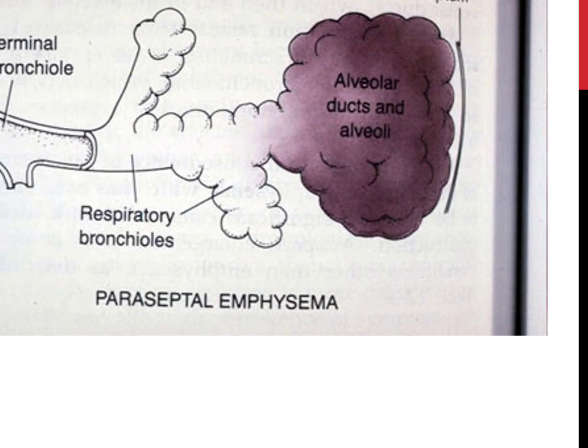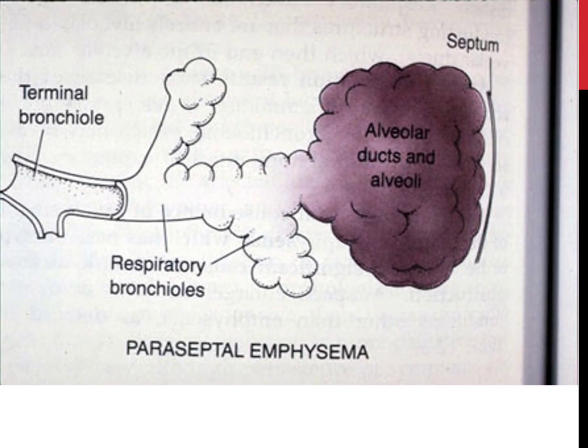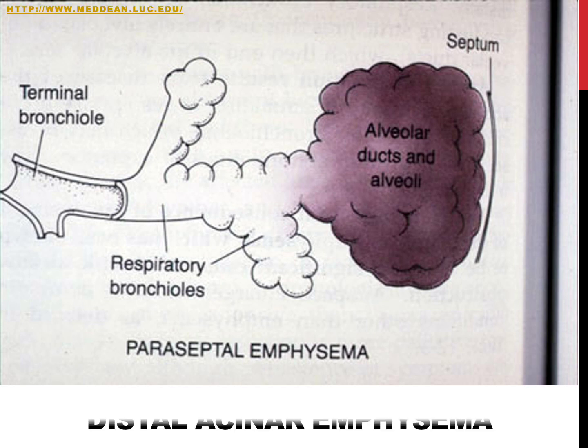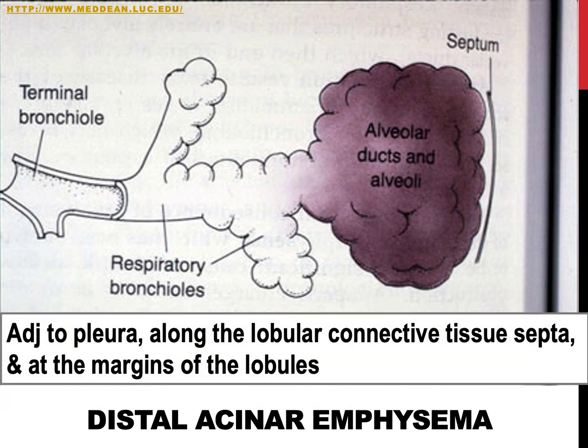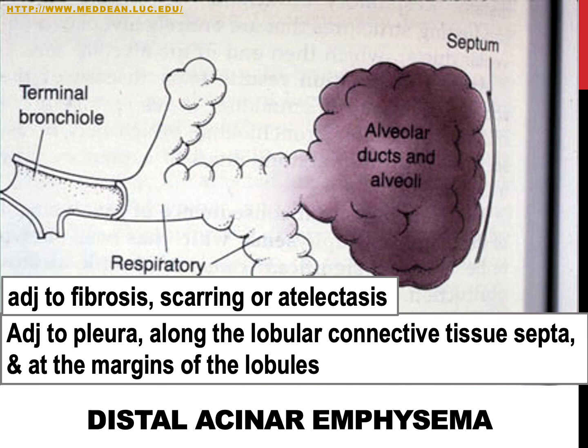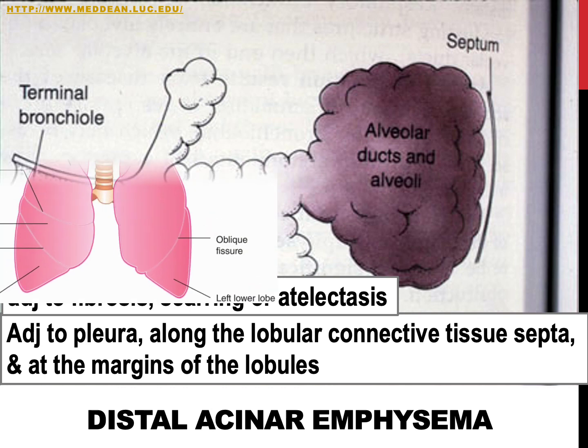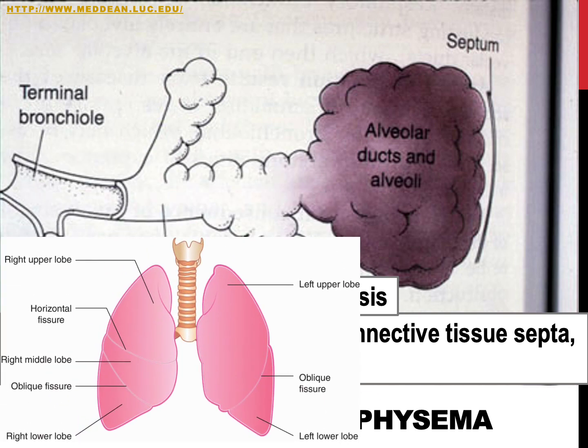The third type is distal acinar or paraseptal emphysema, which involves the distal portion of the acinus, while the proximal part is normal. Interestingly, those lesions usually present adjacent to the pleura, along the lobular connective tissue septa, and at the margins of the lobules, and adjacent to fibrosis, scarring, or atelectasis. Distal acinar emphysema is more severe in the upper half of the lung.